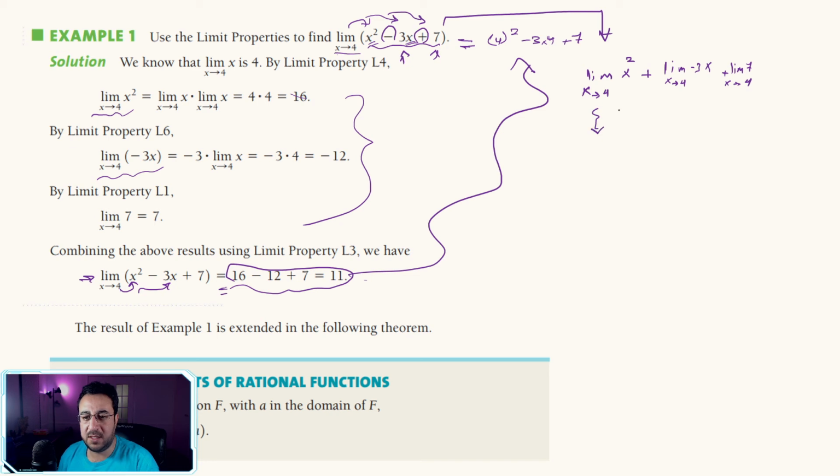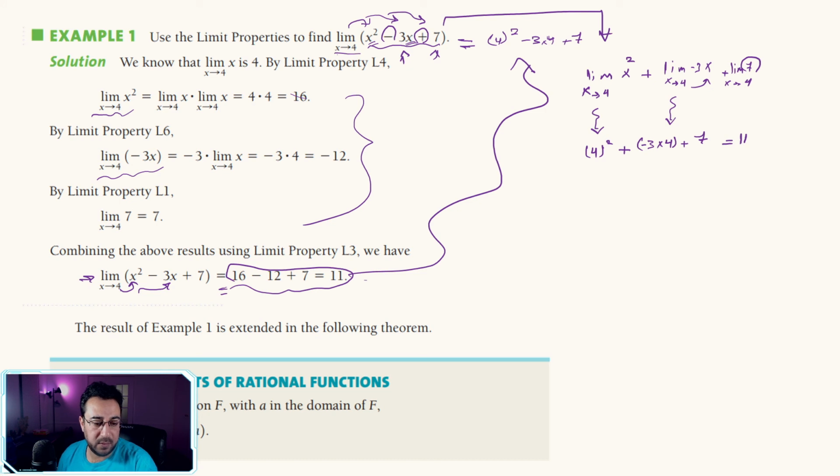So here, as he did, plug in the 4 instead of x squared, that's 4 squared as a solution, plus here, the limit of minus 3x, you plug the 4 instead of the x, that's minus 3 multiplied by 4, plus the limit of 7 here is a constant, the limit of a constant is the constant regardless of where x is approaching, plus 7, then your final solution will be 11. As simple as that. I hope that's clear for you guys.